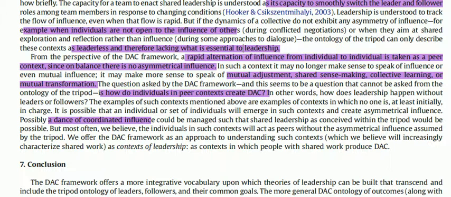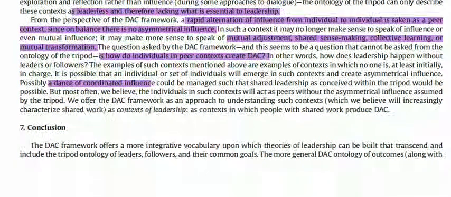So rapid alternation of influence from individual to individual is taken as a peer context, since on balance there's no asymmetrical influence. Oh, I don't know what that means. The rapid alternation of influence is taken as a peer context. Not sure. But this does make more sense: mutual adjustment, shared sense-making, collective learning, or mutual transformation. So yes, we need a dance of coordinated influence. That's what I'm looking for in my community of practice in the business school. I want people to dance, but be coordinated in their dance. For some people to lead, some people to follow.